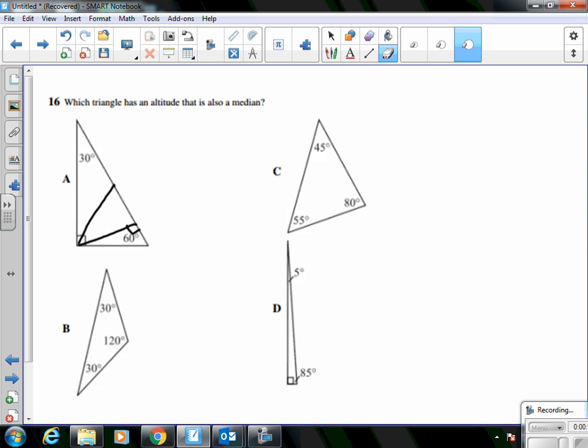Right? And then for the next one, we have an altitude looks something like that, but the median would go to the midpoint there, so that doesn't match up. B, straight across, would be an altitude, and it's also right there in the middle, which if you notice, you got two angles that are the same, making that an isosceles triangle, so it would make sense that that would split it perfectly in half. So B would be our answer there.